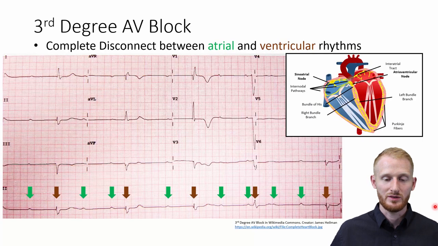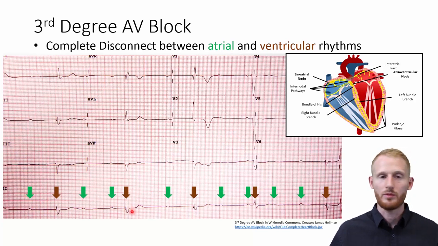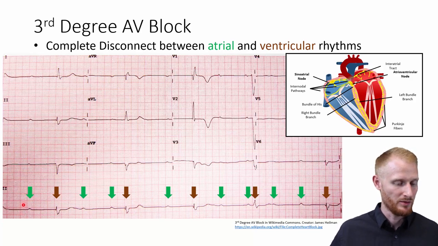Third degree AV block, so again, AV block meaning the signal's not getting from the atriums to the ventricles. We have P waves that are being shown here with the green, and they're happening at regular intervals. Some of them are probably being hidden by QRS complexes or T waves. So you have a P wave, you probably have a P wave here, P wave, probably a P wave that's hidden here, P wave, probably hidden, P wave, P wave, P wave, P wave.